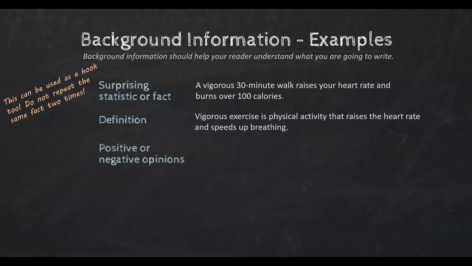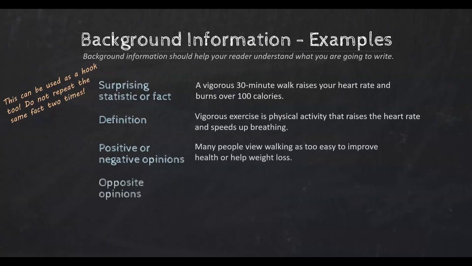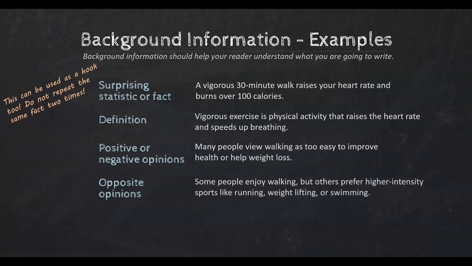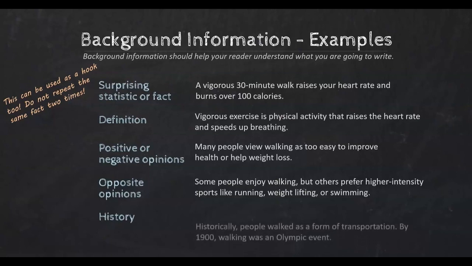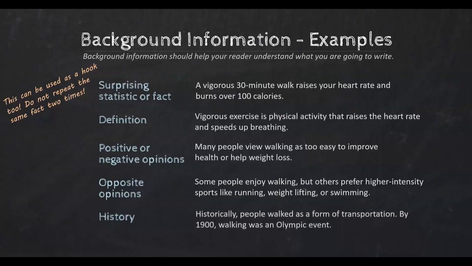Another type of background information would be positive or negative opinions that people have about your topic. For example, many people view walking as too easy to improve health or help weight loss. You could also write about opposite opinions. Some people enjoy walking, but others prefer higher intensity sports like running, weightlifting, or swimming. One of the most interesting and often helpful types of background information for a topic is to give a little history about the topic. For example, historically, people walked as a form of transportation. By 1900, walking was an Olympic event.